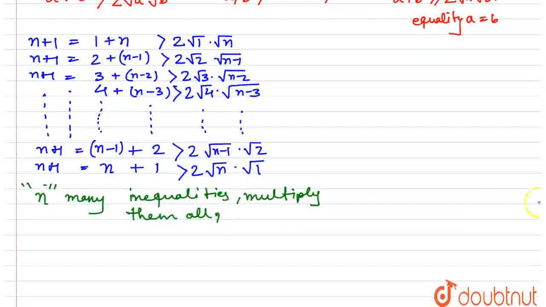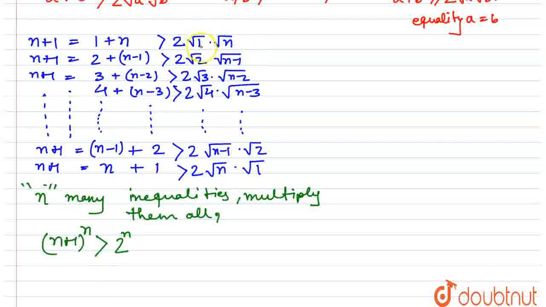how many inequalities are there? n many. So on this side, there would be n plus 1 power n, as there are n many n plus 1s. After this, the inequality sign would remain the same, because both sides of the inequality are positive numbers. And here 2 occurs in every inequality, therefore 2 power n.